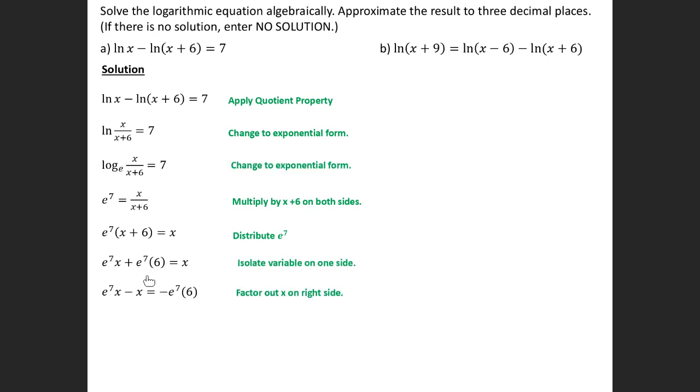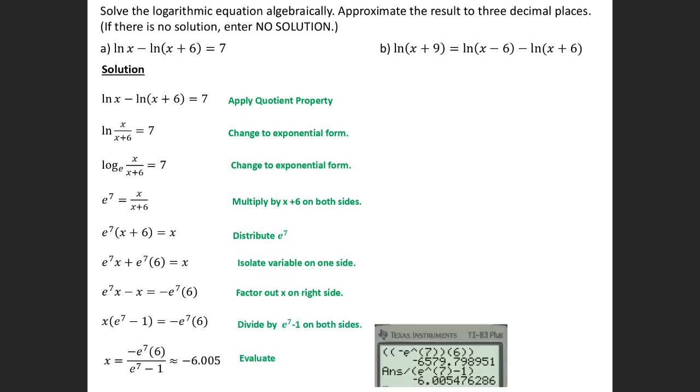Okay. So when I do this, now I'm able to factor out the x, so I can isolate it to one single x. So e to the 7 x and x, I can factor the x out, leaving me with e to the 7 minus 1, since factoring x out of x leaves just the 1. Now, if I want to isolate the x, the last thing I want to do is divide both sides by e to the 7 minus 1. So when I do this, I have x is equal to negative e to the 7 times 6 over e to the 7 minus 1.